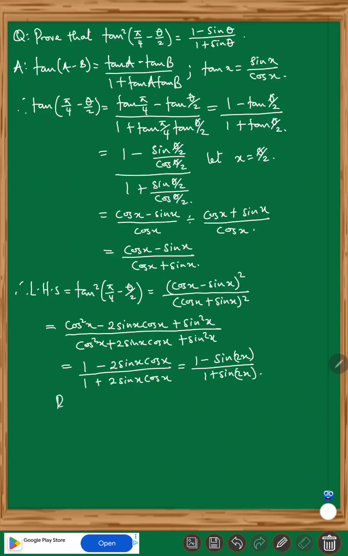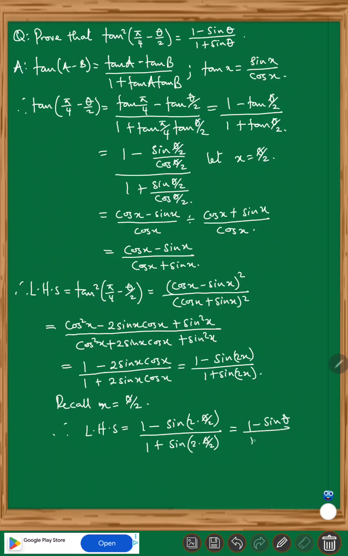Then finally, we recall that we set x to be equal to θ/2. Therefore, our left-hand side will be equal to (1 − sin(2 × θ/2)) over (1 + sin(2 × θ/2)), which is exactly equal to (1 − sin θ) over (1 + sin θ), which is the right-hand side that we wanted to show.